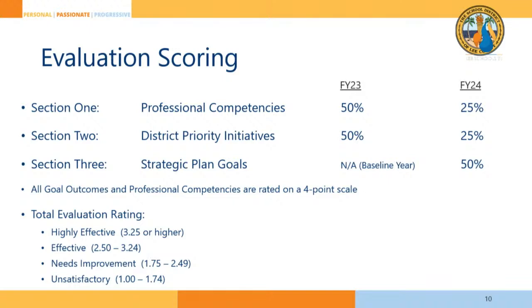50-50 basically for sections 1 and 2 today, but in fiscal year 24, a year from now, it would be only a quarter for the professional competencies, a quarter for those priority initiatives, and the lion's share, half of the evaluation, is done strictly by results achieved. The scoring is used the same way for all of these particular categories, and you can see that reflected below.